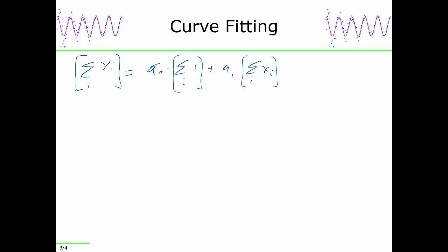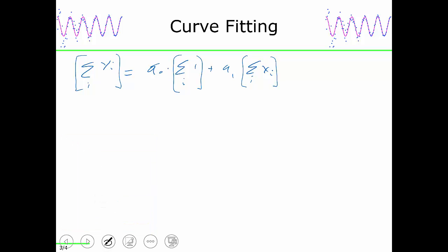These terms in brackets are all knowable in a measurement. You know what your y's are, because those are the measured values. You know what your x's are, because those are your independent variables. And then 1, you know that one too. I'm telling you it's 1. So it's easy. So now let's switch.